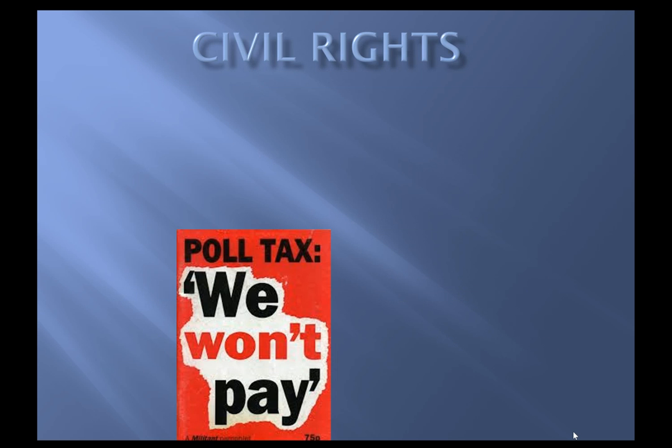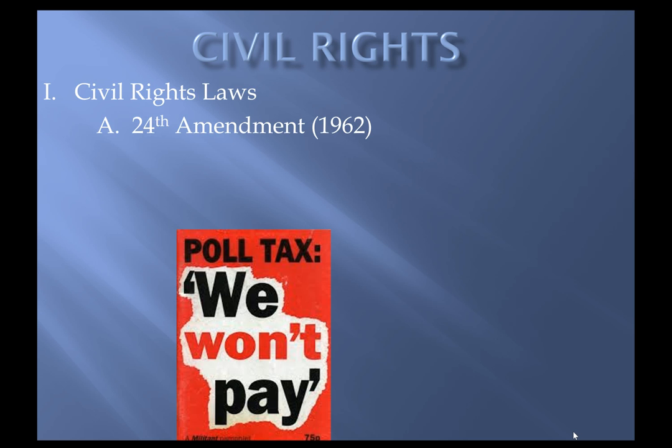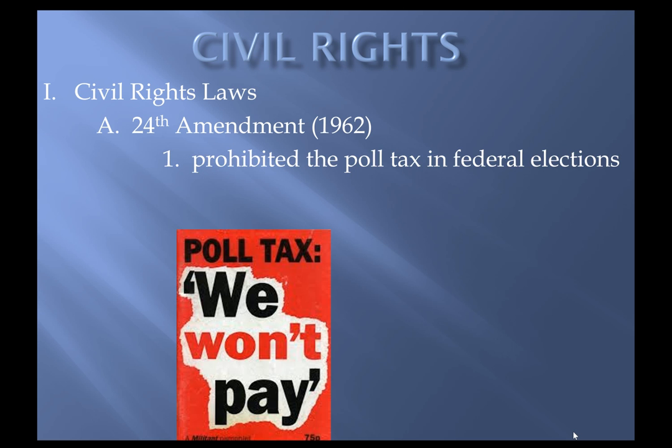Okay, so here we go. We're going to do the first law, which is actually an amendment. The 24th Amendment is ratified in 1962. Note, this is under Kennedy's presidency. And what the 24th Amendment does is it prohibits the poll tax in federal elections.